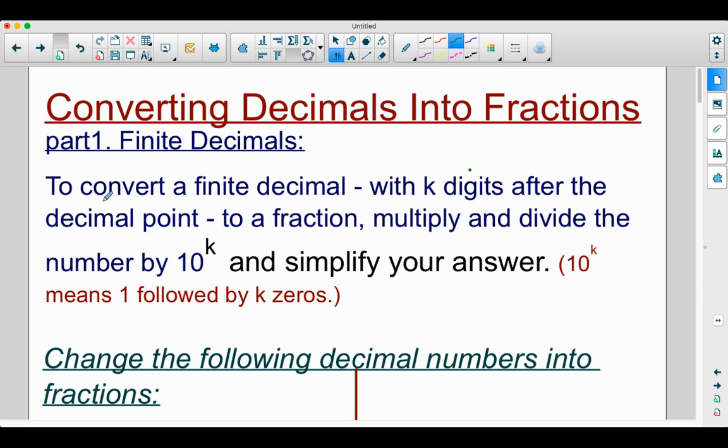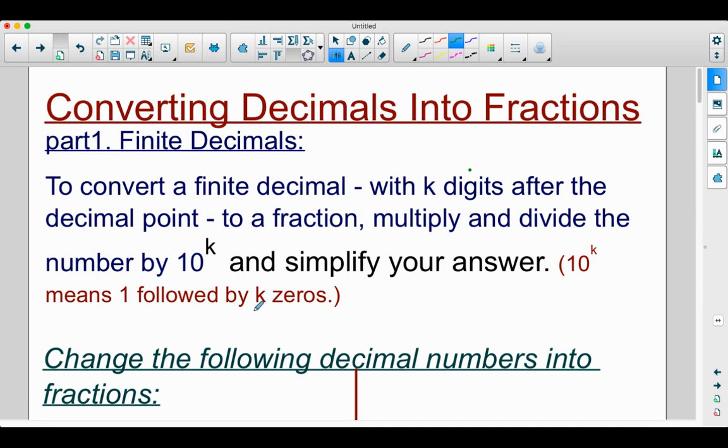Okay? To convert any finite decimal number that has k digits after the decimal point into a fraction, just multiply and divide the number by 10 to the power of k and simplify your answer. What we mean by 10 to the power of k is 1 followed by k zeros.